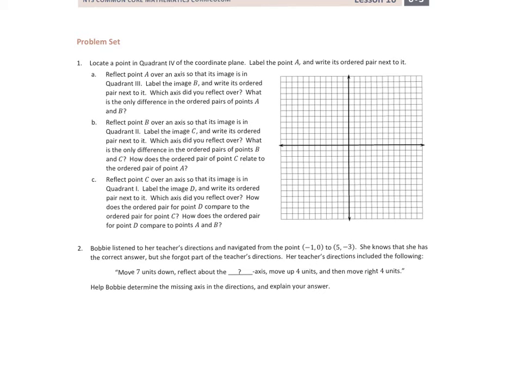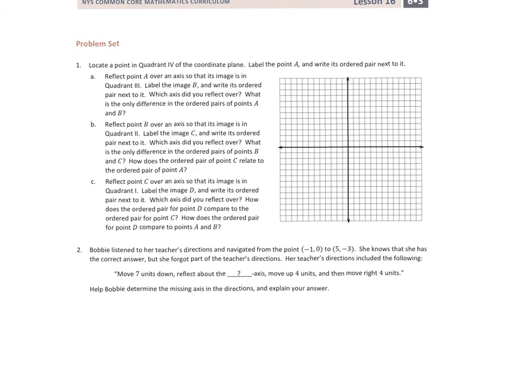And it says locate a point in quadrant 4 of the coordinate plane. Label the point A and write its ordered pair next to it. Okay, so let's say 1, 2, 3, 4, 5. Let me get my pen ready. If I go in and mark right there, and it said label as A, right? And then write the ordered pair next to it. I went over 5 and I dropped down -3.